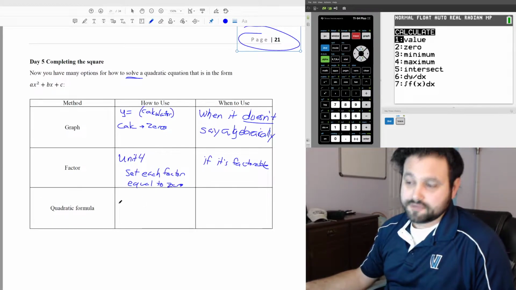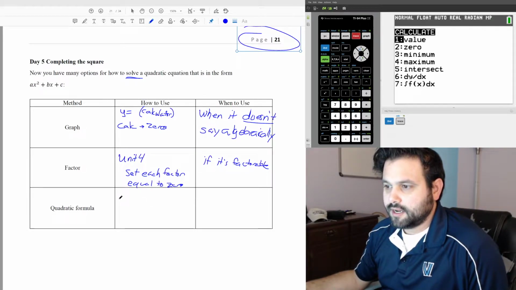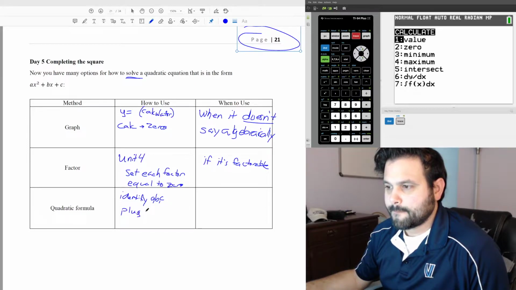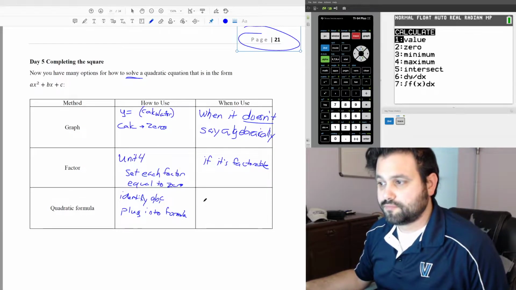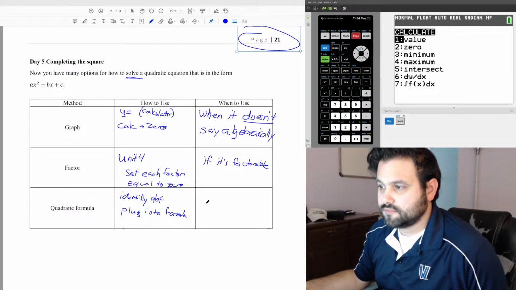Quadratic formula, how do we use that? Well, it's what we reviewed last time, and we just identify A, B, and C, and we plug in to the formula. When do we use this? Again, we can use this pretty much anytime we want, especially if it says algebraically.